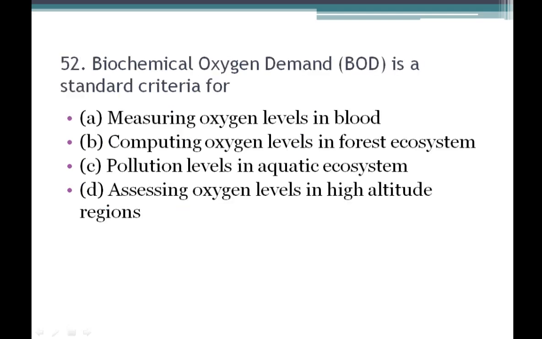Question number 52. Biochemical oxygen demand is a standard criteria for option A. Measuring oxygen levels in blood. Option B. Computing oxygen levels in forest ecosystem. Option C. Pollution levels in aquatic ecosystem. Or option D. Assessing oxygen levels in high altitude regions. So the correct answer is option C, that is pollution levels in aquatic system.